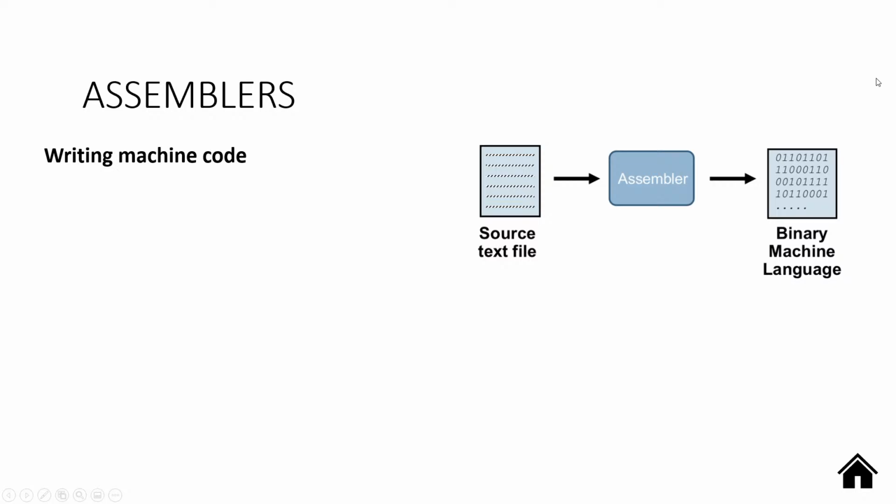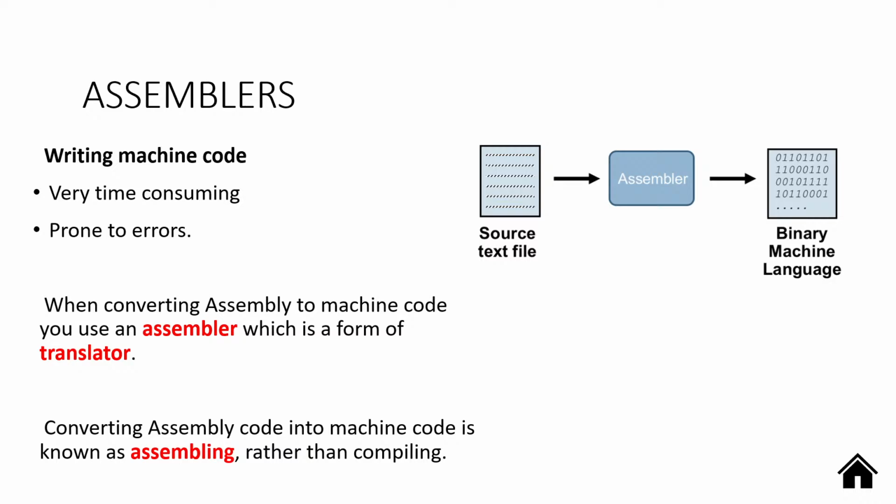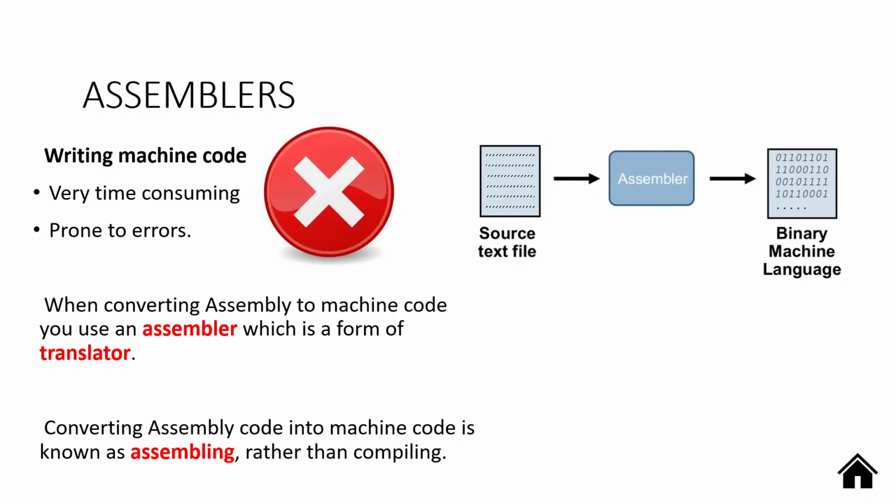So when you assemble into machine code, writing machine code is very time consuming. It's prone to errors as well. So we don't do it. And that's why assembly came around, really. But when converting assembly to machine code, we use an assembler, which is a form of translator, as we saw before. And when we convert assembly code, it's known as assembling rather than compiling or interpreting.